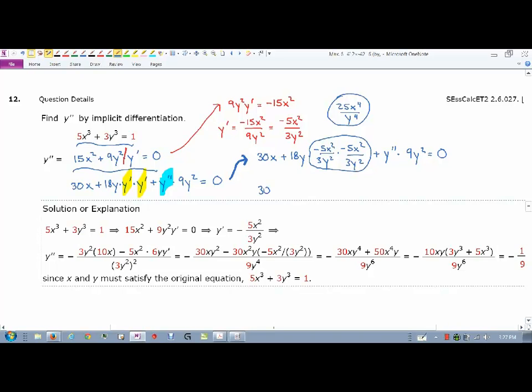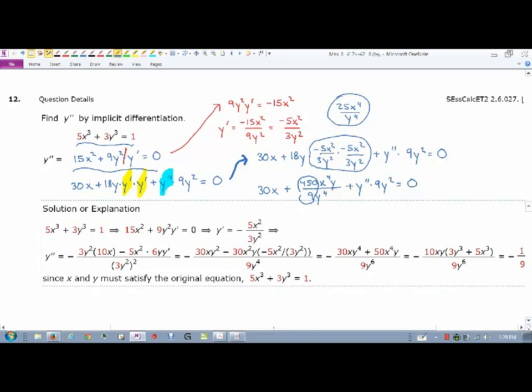So I have my 30x, plus I have 450, and that was x to the 4th on top with a y. And then on the bottom I have 3 times 3, which is 9, and then y squared is y to the 4th. Oops, I forgot my x to the 4th up here. X to the 4th y. And then plus my y double prime times 9y squared equals 0. All right, fortunately for us, 450 divided by 9 is going to give us 50.